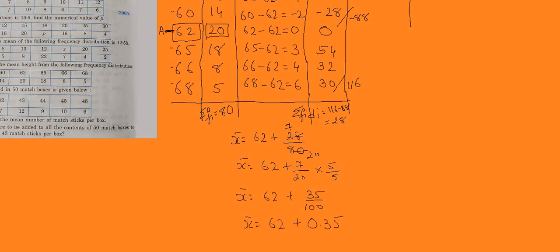If you add, you will get 62.35. So this is our answer. This is our mean, and make a box. So this is how we do the sum. It is pretty simple. Let us move on to sum number 17.